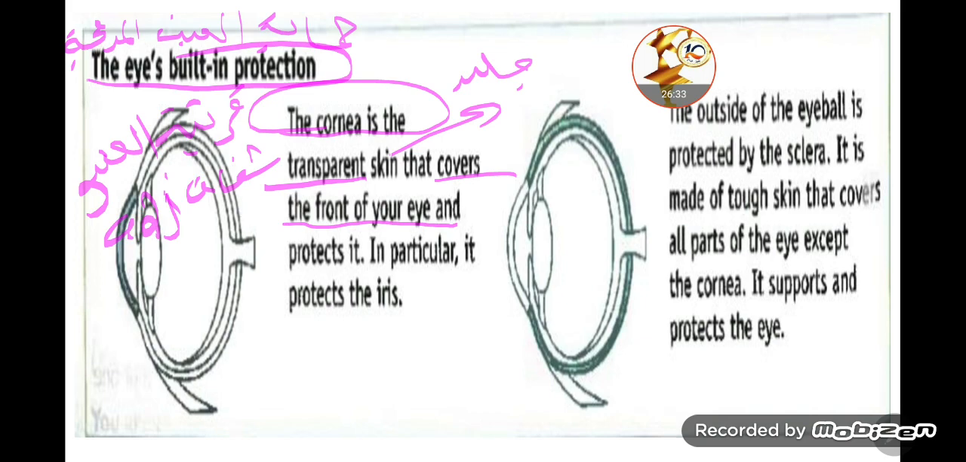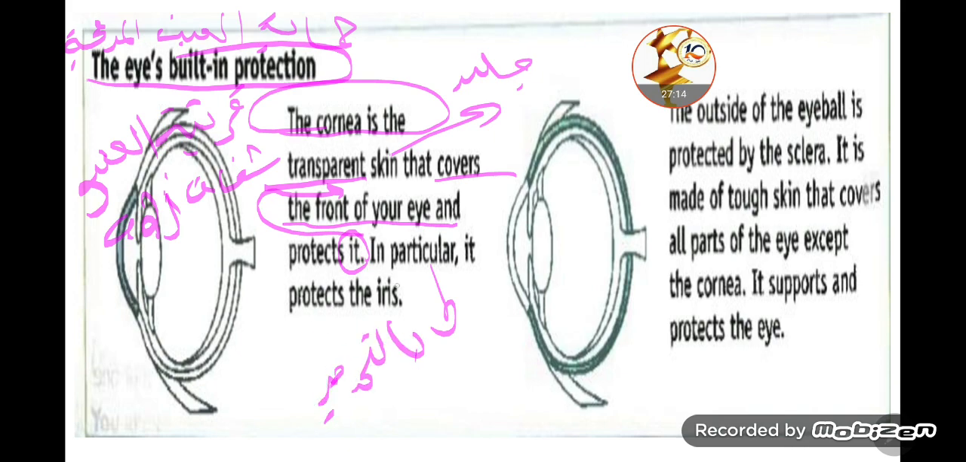لو سألتك what is the function of cornea، what is the function of your cornea اللي هي قرنية العين، شو وظيفتها؟ إنه it covers the front of your eye and protects it. إيش هو it؟ اللي هو the front of your eye. إذن عندها وظيفتين إنه هي بتغطي مقدمة عينك وبتعمل على حماية العين. Protects it. تحمي. In particular, it protects the iris. يعني هي بالتحديد particular, particular بالتحديد.